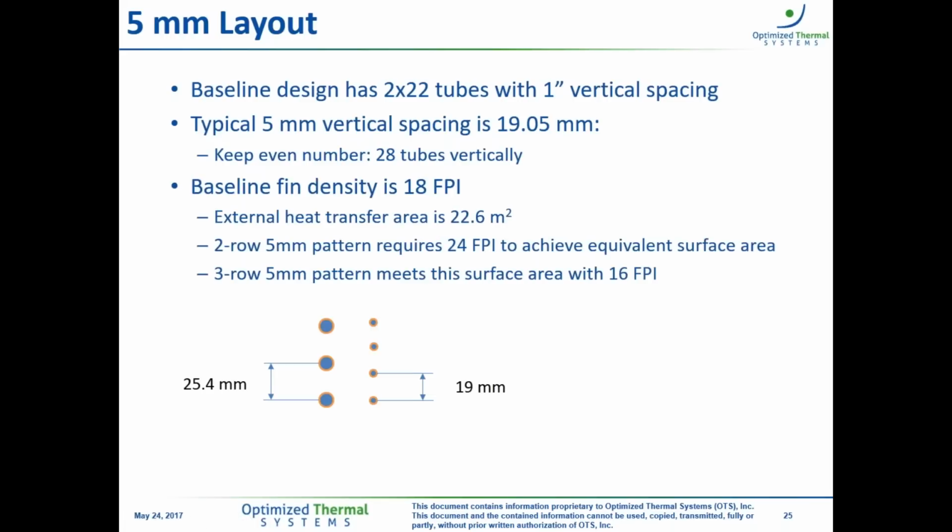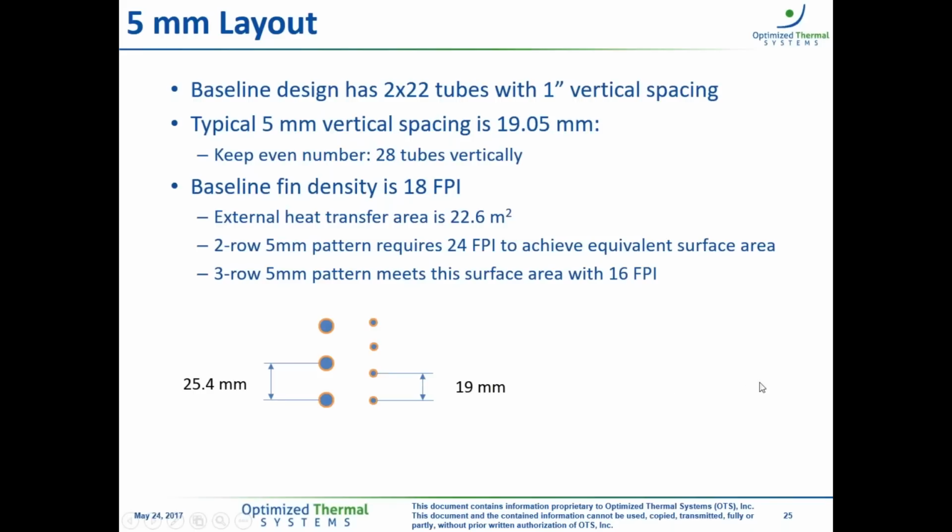The next item we need to consider, as I mentioned before, is maintaining the surface area of the baseline design. So using CoilDesigner, I was able to model and simulate the baseline heat exchanger. And I find from that calculation that there's almost 23 meters squared of surface area on the baseline coil. So if we had a 2 by 28 row 5 millimeter design, that actually requires 24 fins per inch to match the same surface area as the baseline.